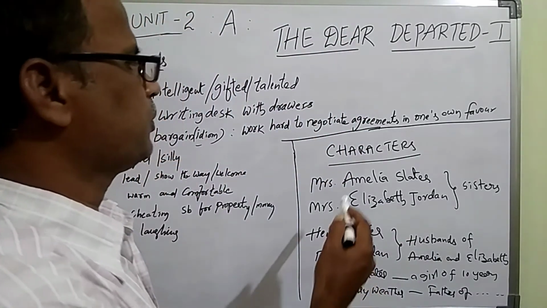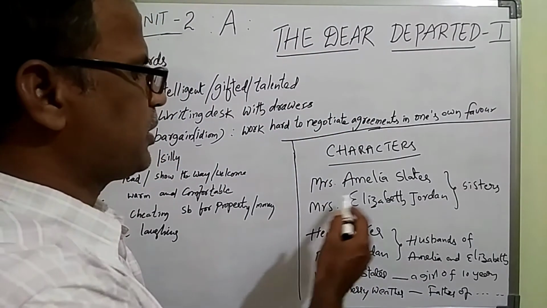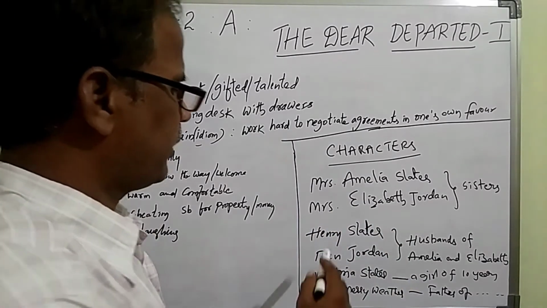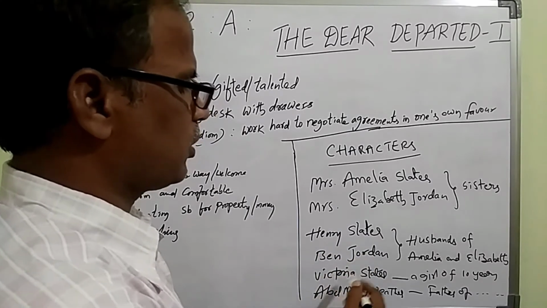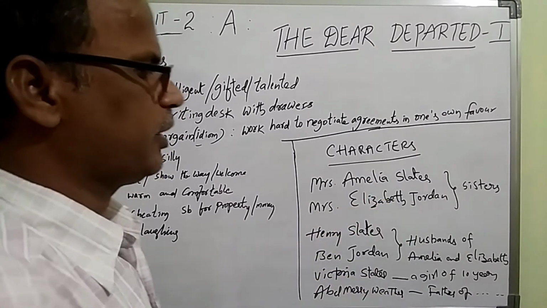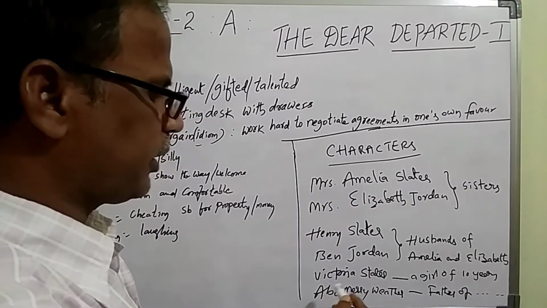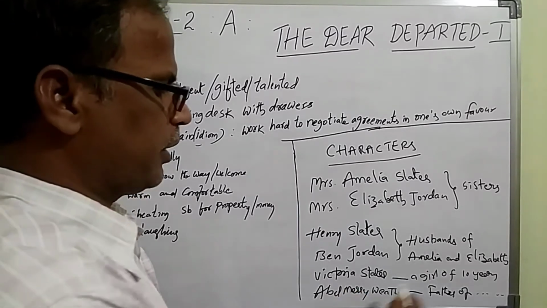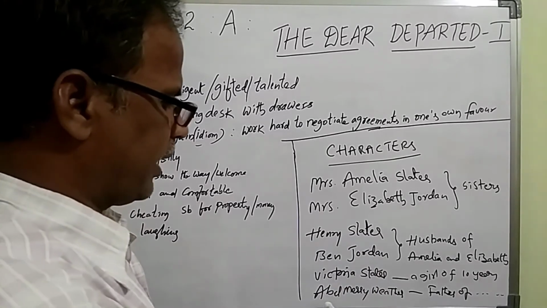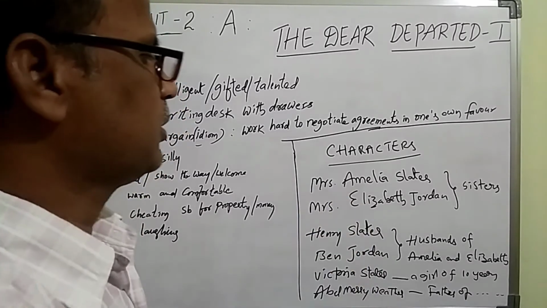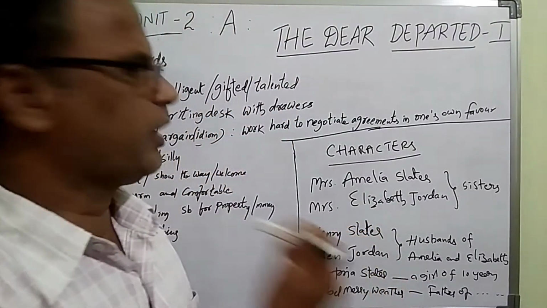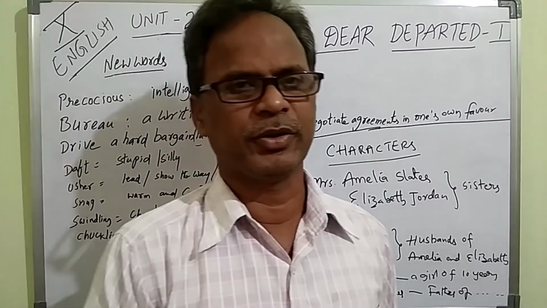Here, characters are given to you in this one act play. Mrs. Amelia Slater and Mrs. Elizabeth Jordan, both are sisters, and Henry Slater and Ben Jordan are the husbands of these two sisters. Next, another character is Victoria Slater, a girl of 10 years. This girl is the daughter of Amelia Slater. And Abel Merriweather is the father of these two sisters. These are the characters, and in a funny way, this drama is given to you.